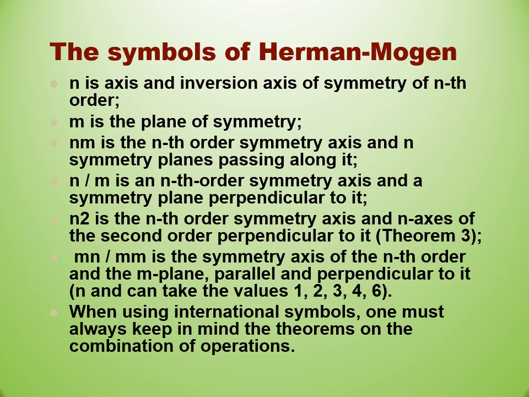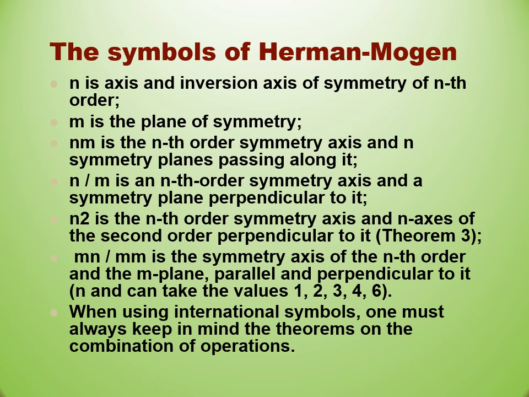The symbols of Hermann-Mauguin are widespread. Look here, please, and you can see the symbols according to the Hermann-Mauguin system. N is an axis or inversion axis of symmetry of nth order. M is the plane of symmetry. Nm is an nth order symmetry axis and n symmetry planes passing along it. N/m is an nth order symmetry axis and a symmetry plane perpendicular to it.